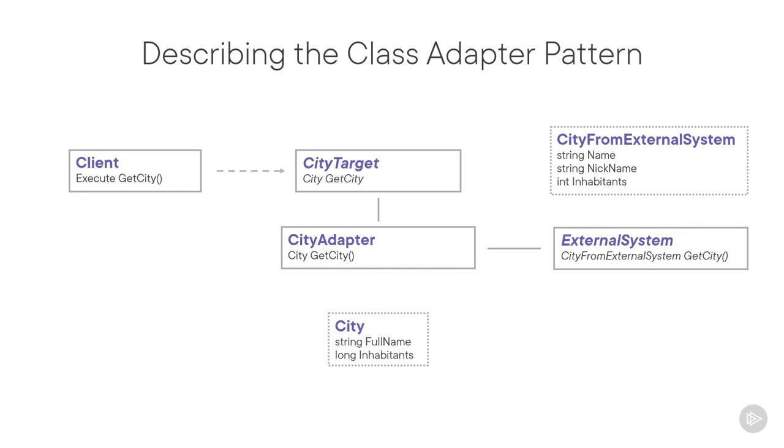However, we can implement it with a slight variation. We can let our city adapter derive from the external system and implement the iCity adapter interface. Like that, we don't need multiple inheritance. We're implementing a base class, the external system, and we're adhering to an interface. And that combination is supported by C#. Let's have a look at the pattern structure.